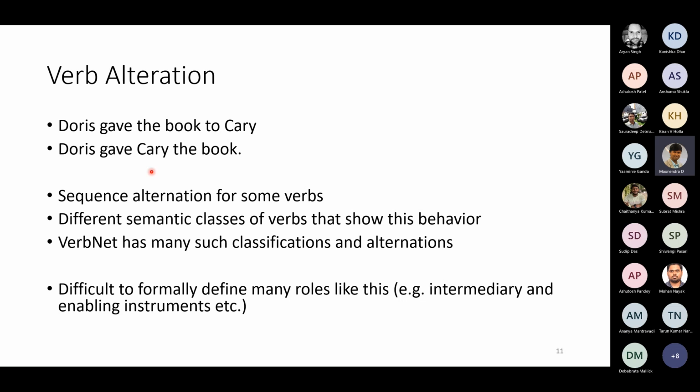Appearances are different. So there are some verbs for which the sequence can be altered, and active to passive voice also, there can be some alterations. So different semantic classes of verbs show this kind of alteration possibility. And there is a data set called VerbNet, which has many such classifications and alterations. VerbNet is one very useful data set that people use to train semantic role labeling algorithms.